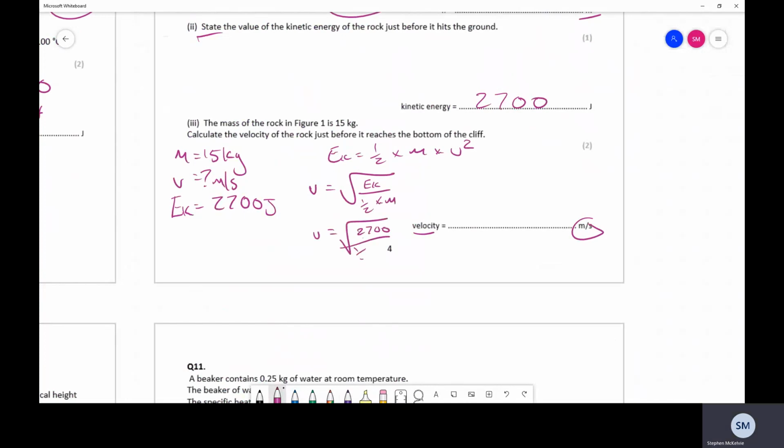2,700 over 1/2 times 15. So I want to press my square root button, my A over B button. I'm going to write 2,700, and then I'm going to divide that by 0.5 times 15. My answer is 18.9737 meters per second. I can put that in as 19.